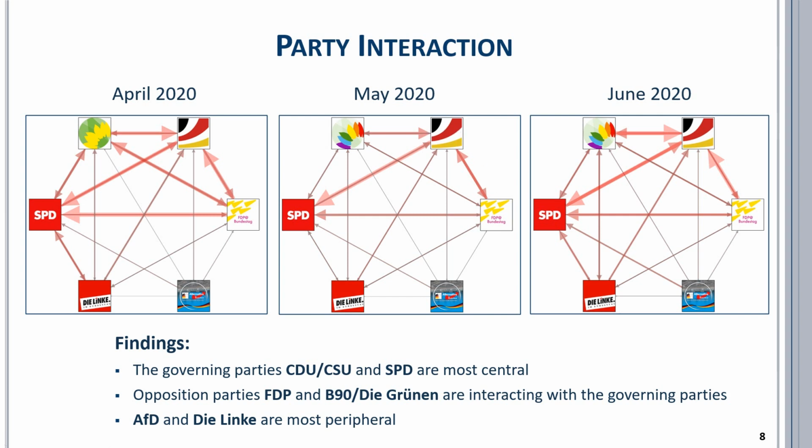And the third finding here is that the Left Party and the AfD are most peripheral. They are not integrated in the Twitter communication within the Bundestag. The AfD is even more peripheral, though there are just a handful of tweets directed at members of the AfD each month.